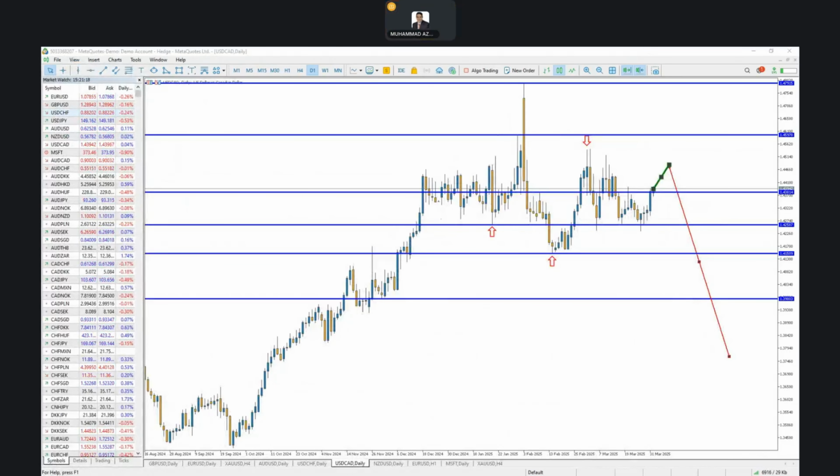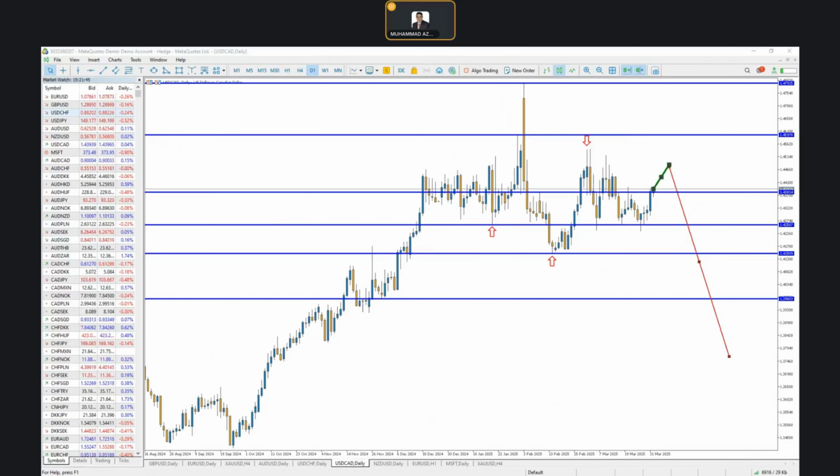Now, any movement may depend on broader market sentiment and Bank of Canada policy outlook. If the unemployment rate is higher than expected, 6.7%, a weaker job market could indicate economic slowdown, increasing speculation of monetary easing by the Bank of Canada. The USD CAD could rise as the Canadian dollar weakens against the United States dollar.